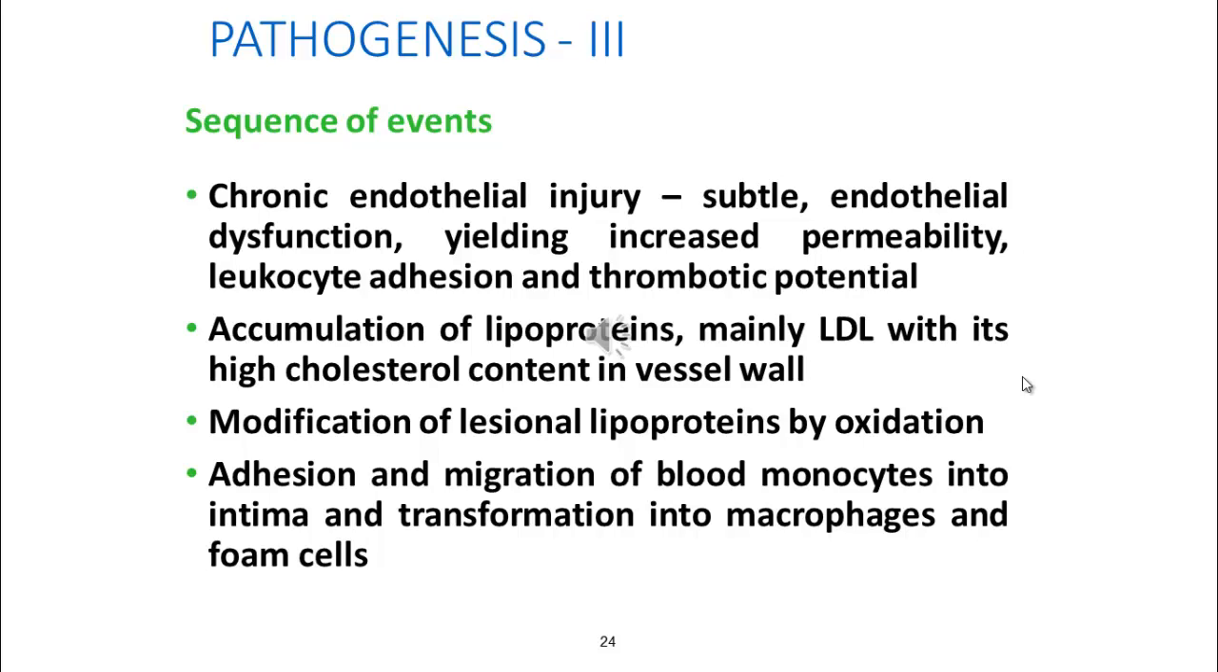So once there is injury of the endothelial cells, there is accumulation of lipoprotein at the area of the injury. There is modification of these lipoproteins by oxidation at the site of the injury. Then there is adhesion and migration of monocytes at the area of the injured endothelial cells. They are going to migrate inside the intima, then transform into macrophages, and they are going to imbibe or engulf the lipoproteins, and form the foam cells.